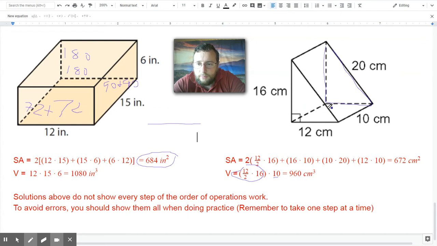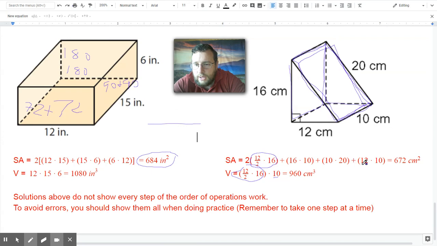Now for the surface area, you have 2 sets of triangles, and that's the same thing we did right there to figure out the area of the triangle. And you have 2 of those. But then you have one set that is 16 times 10, and that's this box in the back here, the rectangular box that's 16 times 10. You have one set that's 10 times 20, and that is this box right there, the big one on this side.